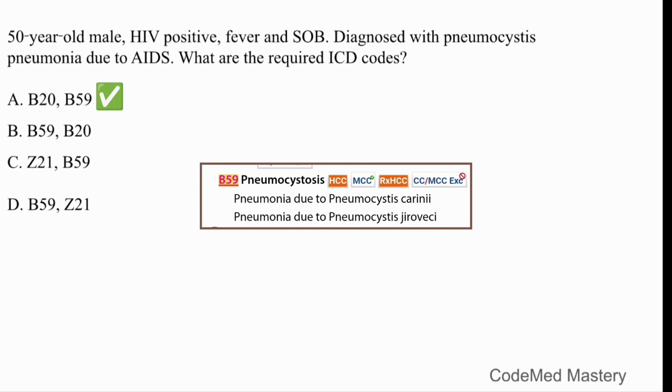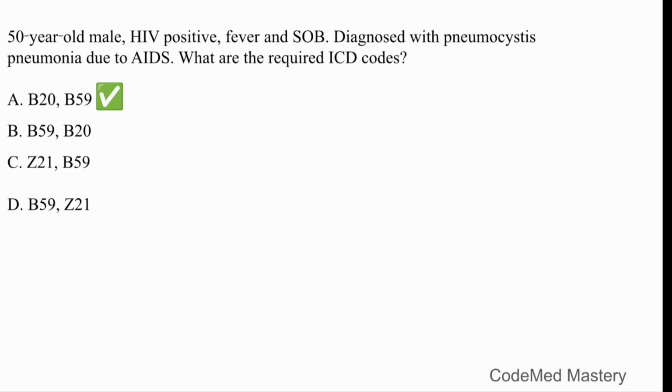Option B is wrong because they have given wrong sequencing. B20 should be listed first. And option C is wrong because Z21 is for asymptomatic HIV. Okay, so it is wrong. And option D is also wrong.